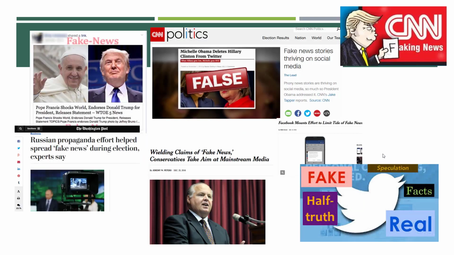Think about what you've seen in the news for the past 5 years. This idea of fake news. Fake news really came about as a term around the 2016 election. It's something that's been talked about massively since then.